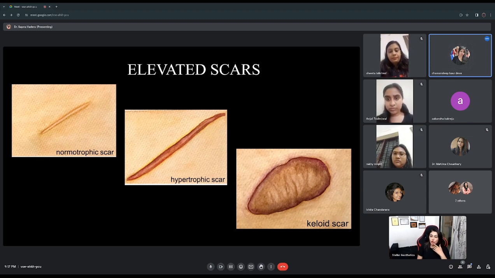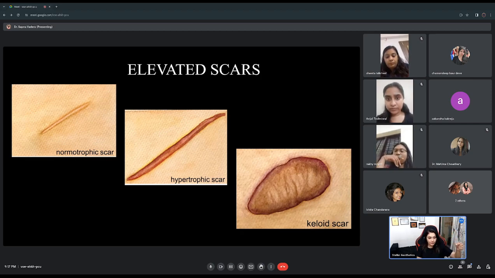Right. So there are three different kinds of scars. One is a normal scar, the small ones you get after injury or after the sutures have been done. You will see a fine scar. That is a normal scar.